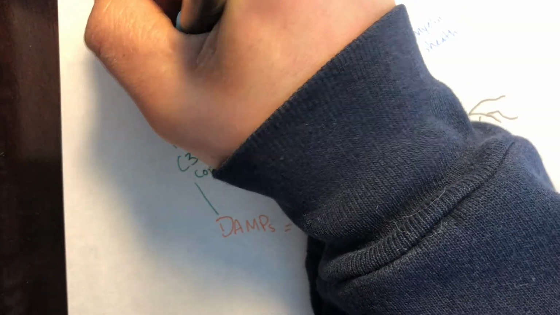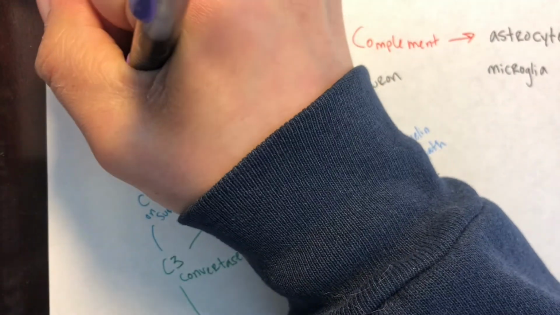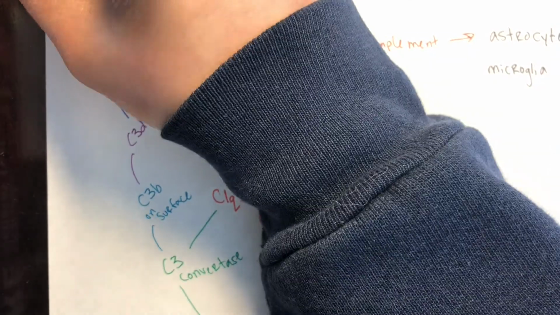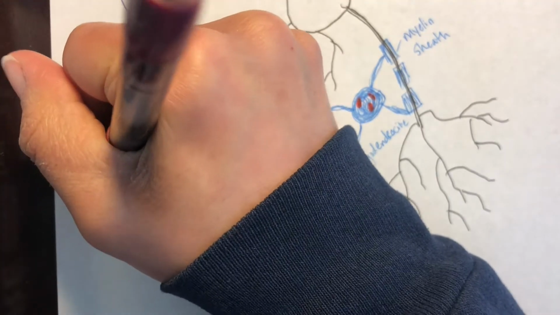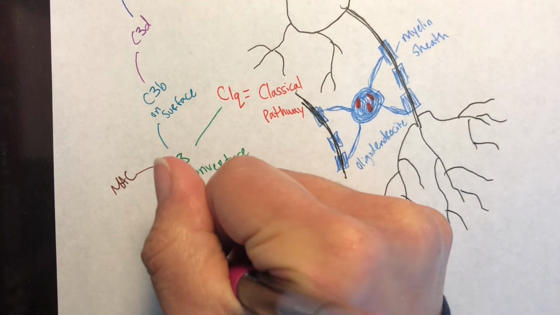C3 convertase results in C3b present on cell surfaces. Phagocytic cells then recognize C3b and phagocytose them. C3b can be further cleaved to produce C3d. C3d can then be recognized by B cells. C3 convertase also leads to formation of the MAC, as well as formation of C3a and C5a.